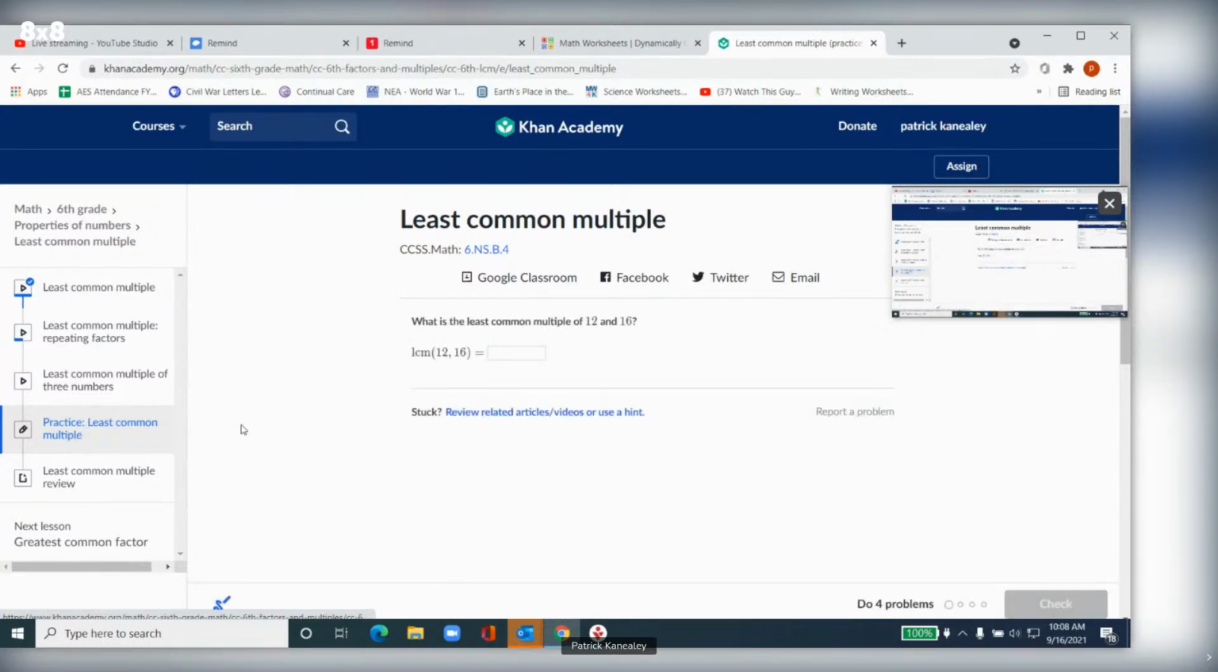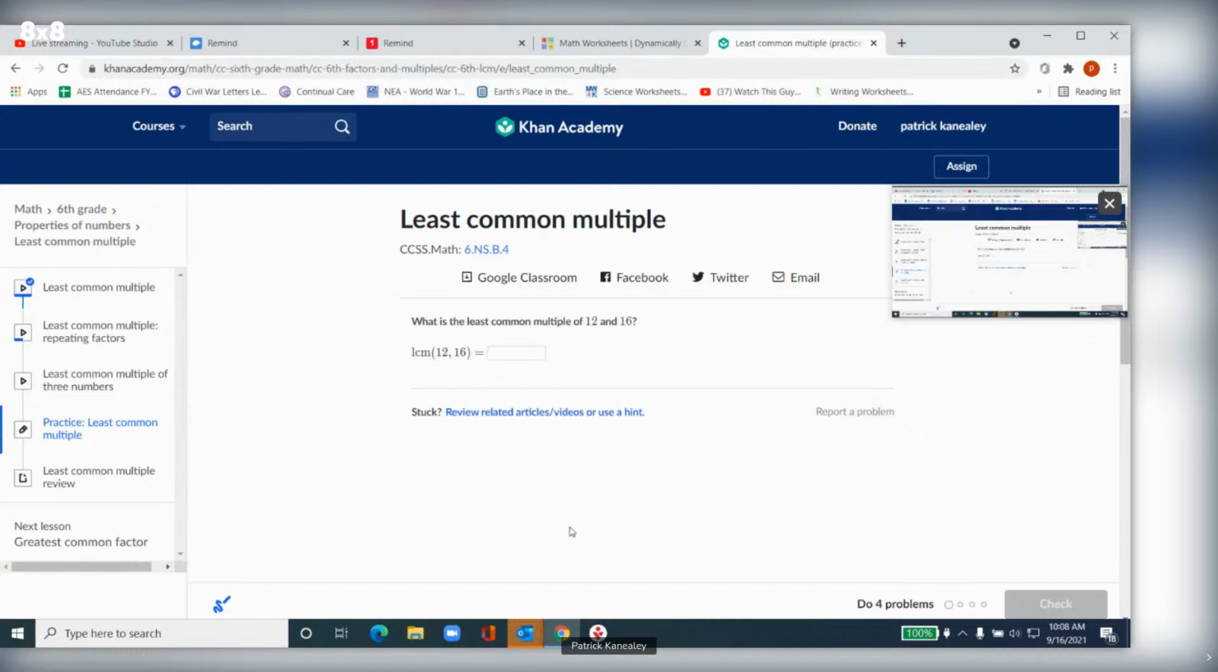Okay, so 12 and 16. If these were both denominators, we have to find the number that both 12 and 16 go into. If we start with 12, we would do 12, 24, 36, 48. Okay, I'm going to stop there. And then for 16, you do 16, 32, and 48.